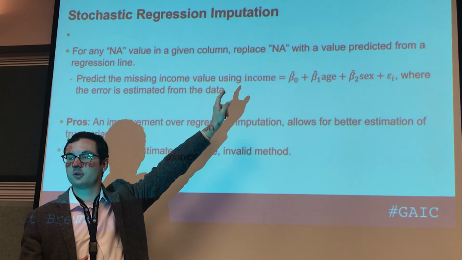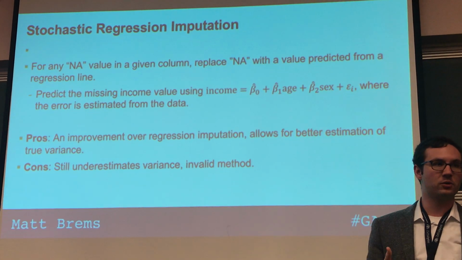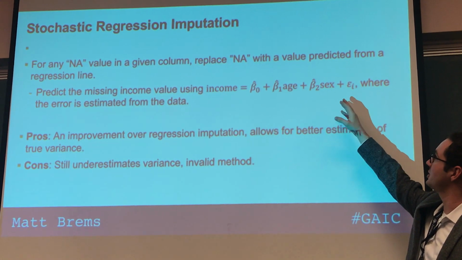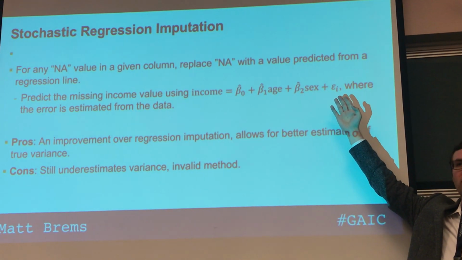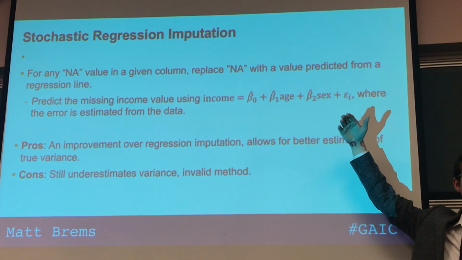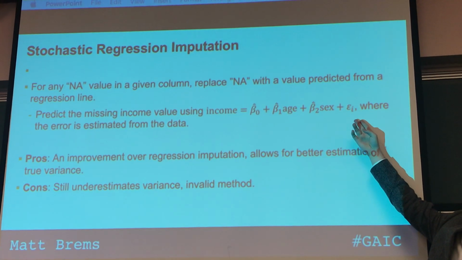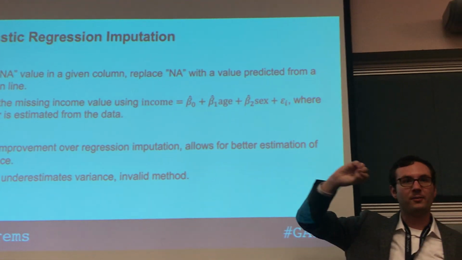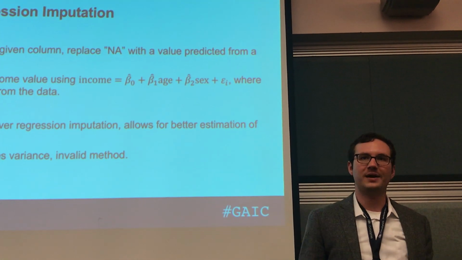But what you would also do is look at the standard error of those predictions, the standard deviation of those predictions, and you would then randomly generate an error from a normal distribution with a mean of 0 and a standard deviation of that estimated standard deviation. You're going to use that to come up with a prediction and add some random component, or some stochastic component, to that data.